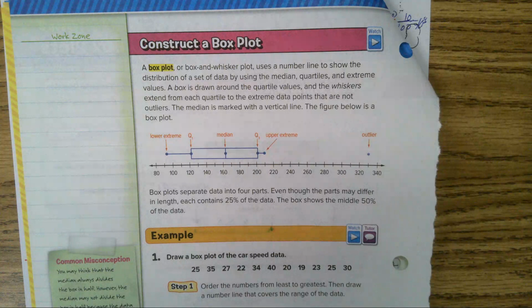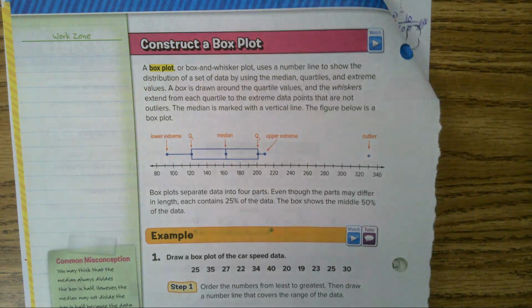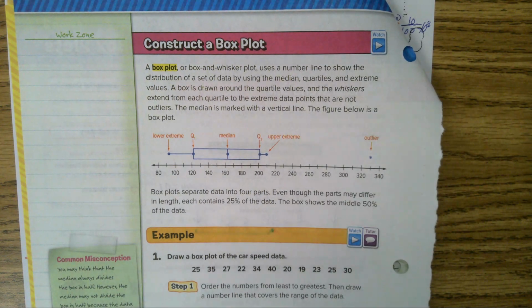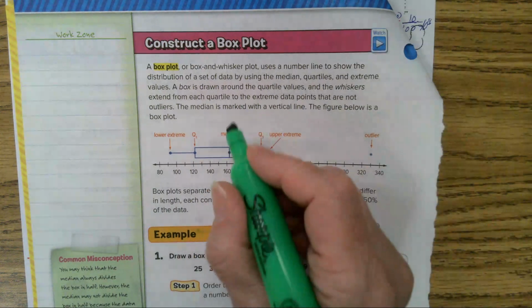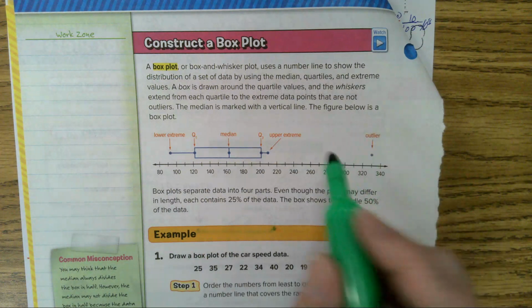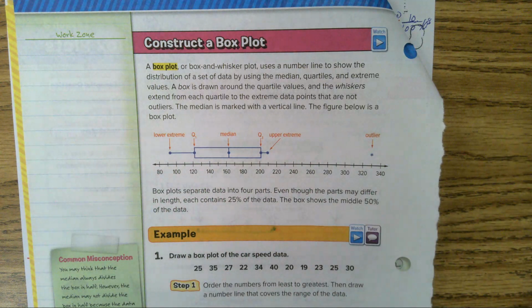It's box and whiskers, another term for it. Box plot is the same thing as box and whiskers. And the extremes are the whiskers, but now they just call it box plot. It says a box plot or box and whisker plot uses a number line to show the distribution of a set of data by using the median, there's our median, and the quartiles and extreme values.